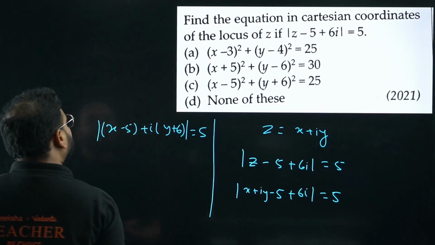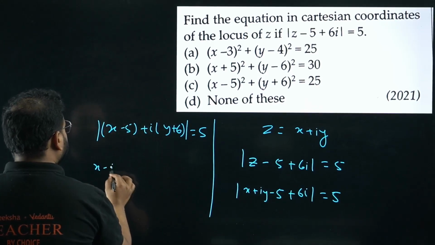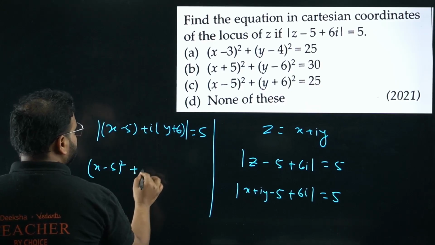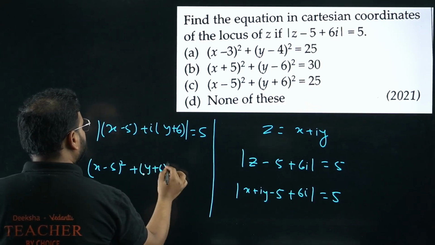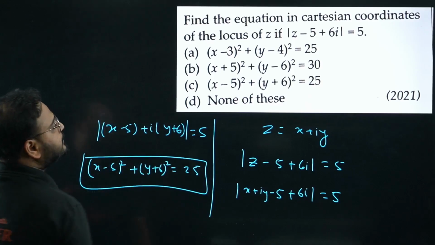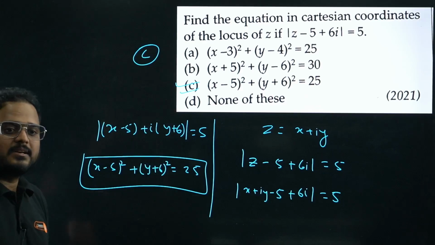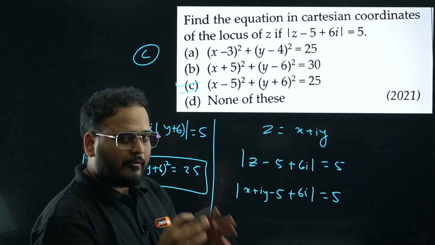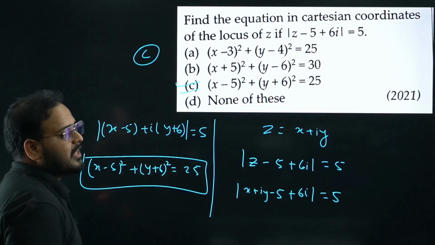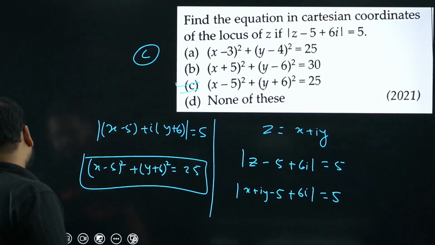I want it in the Cartesian form, so I'll take the whole square. I get (x minus 5) the whole square plus (y plus 6) the whole square equals 5 square, which is nothing but 25. Option will be C. This is clear, very simple. Question number 2 is also very simple. This is basically the equation of a circle with center (5, minus 6) and radius 5.